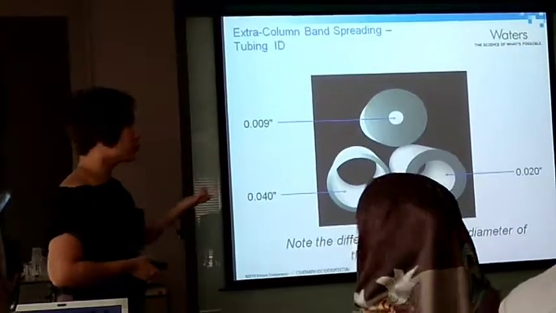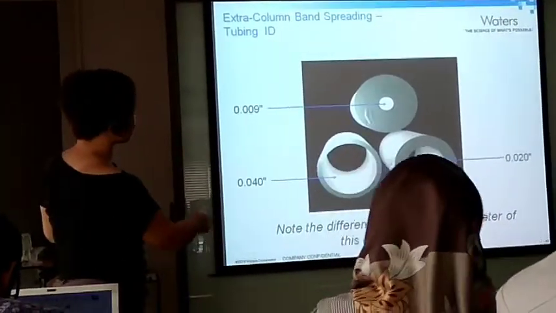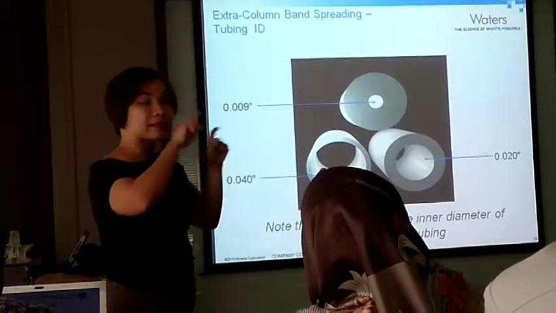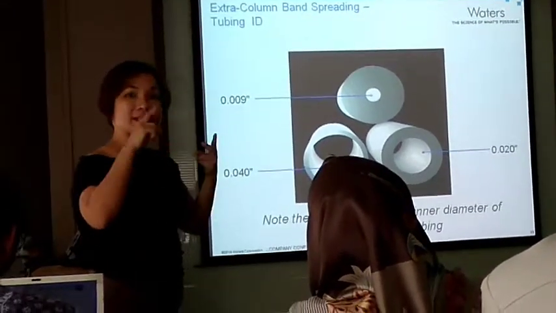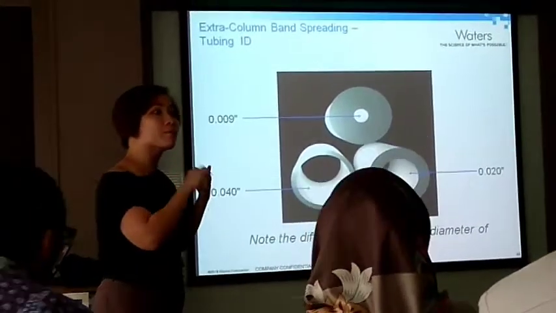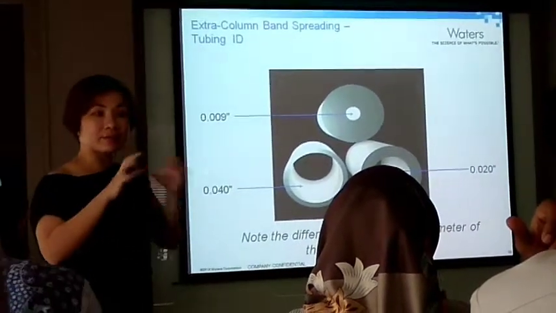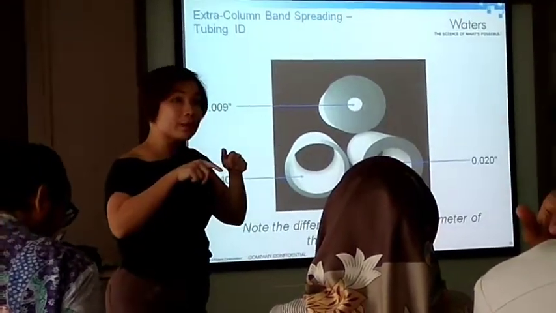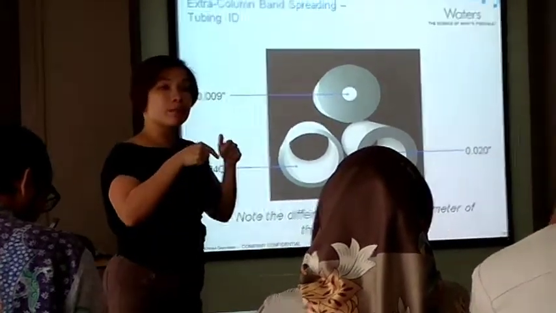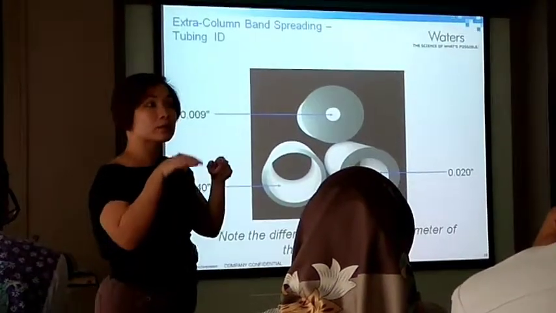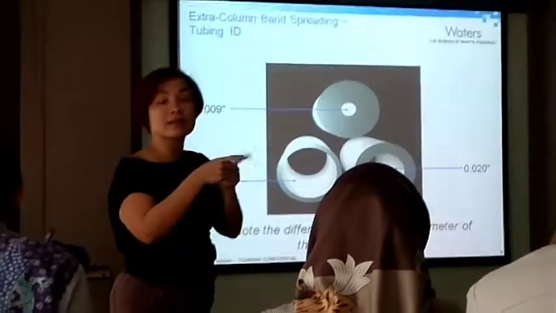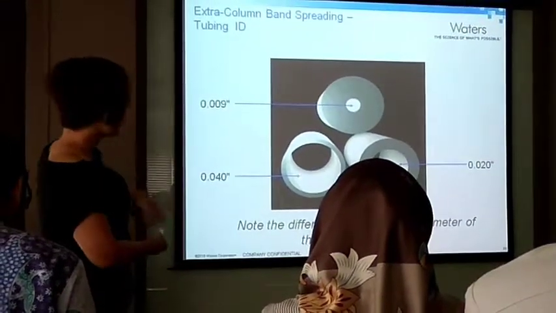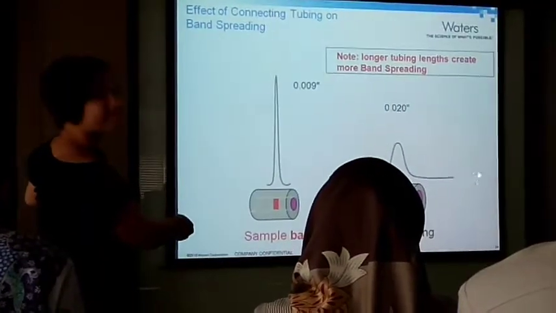So another reason for band spread volume is the tubing. Okay, different system you will notice there's different tubing color. There's red color, brown color, or even black color. Do you know there's different ID on the tubing? So when you change a tubing on the system, always remember to change back to the same color and same length, because when the ID is too big, it will cause a band spread.